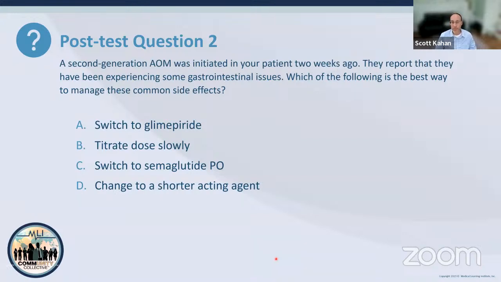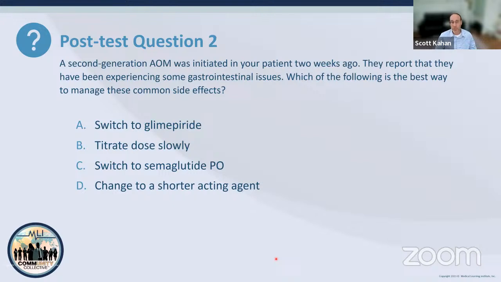Now, the answers were all over the place in the pretest. Let's see what you think now that we're reviewing it again. And I see here we have titrating the dose more slowly, and that's exactly right. We certainly don't want to switch away from these effective medications to a sulfonylurea that likely is not going to be nearly as effective and may have other problems.